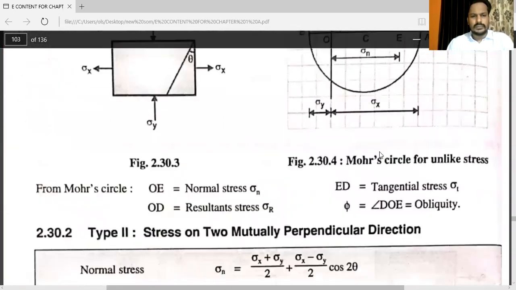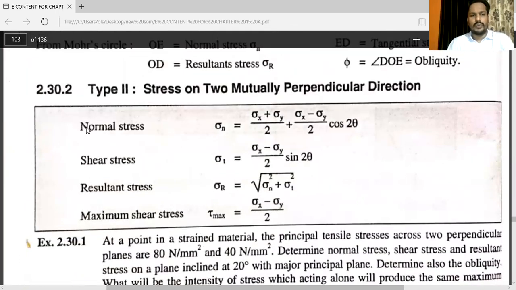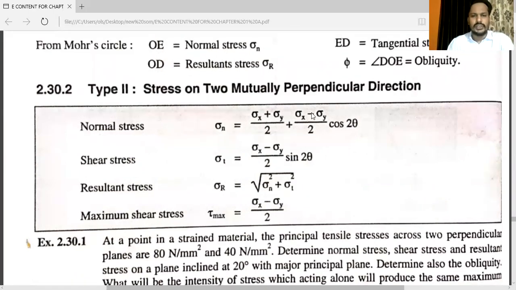For the normal stress, the formula is sigma x plus sigma y by 2 plus sigma x minus sigma y by 2 cos 2 theta. That is the formula for stresses on two mutually perpendicular directions. Sigma t, that is shear stress, is equal to sigma x minus sigma y by 2 sin 2 theta.